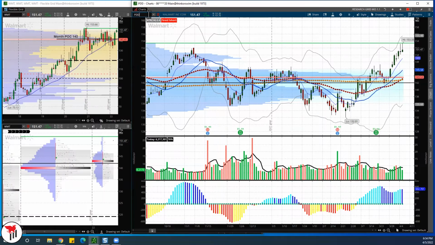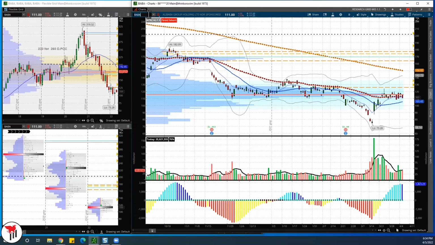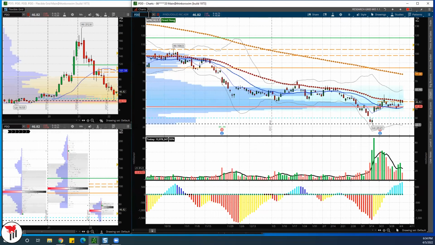So we did Baba, we did JD, let me see Pinduo. What's Pinduo doing? So Pinduo can go all the way to 40 bucks. We got the point of control. I like it just because look at the volume we've been doing. I think it's cleaner. PDD, a little cleaner than the other Chinese names.